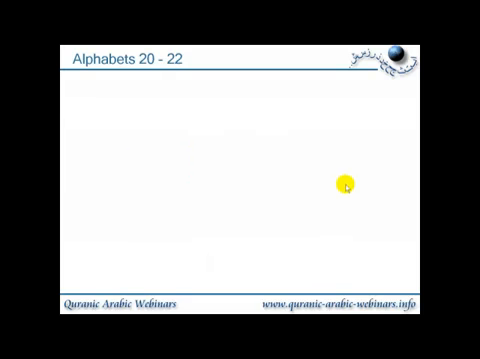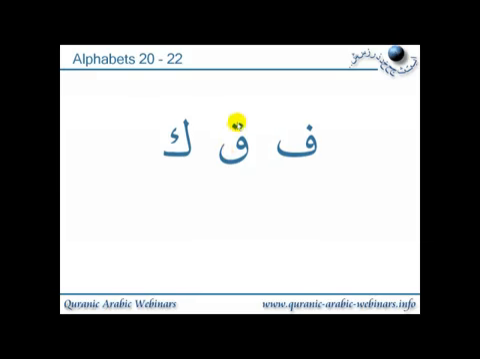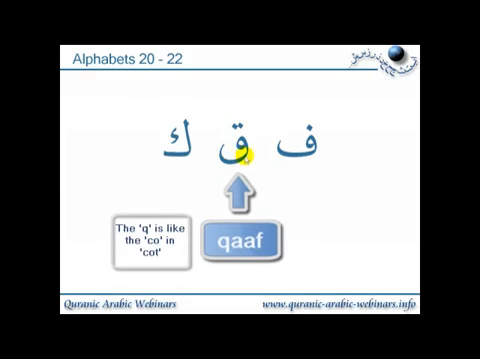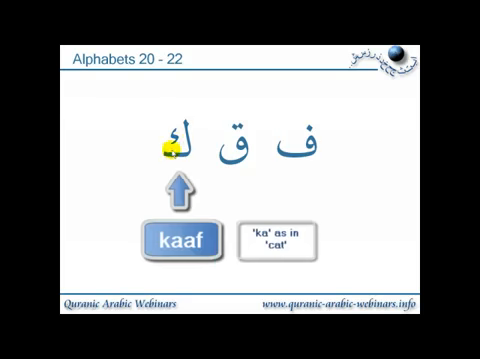Alphabets 20 to 22. So the first two look slightly similar. You'll see the curve on the first one is almost horizontal. The second one goes slightly lower. So the first one with one dot is known as Fa. Second one with the two dots and slightly deeper curve is known as Qaf. And this one with the small little type of S on it is known as Kaf.